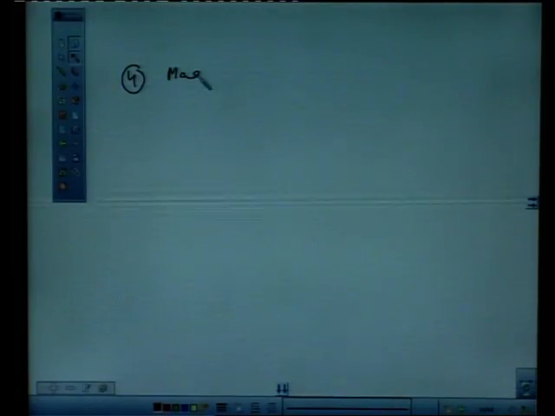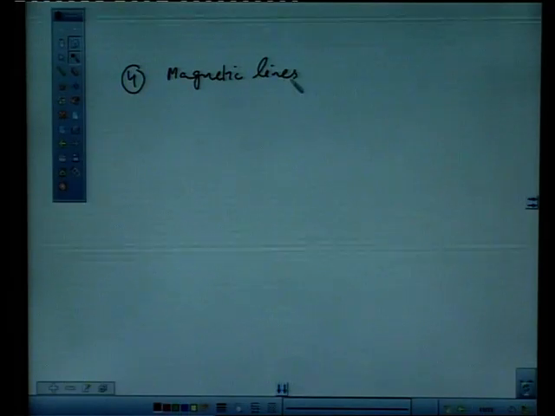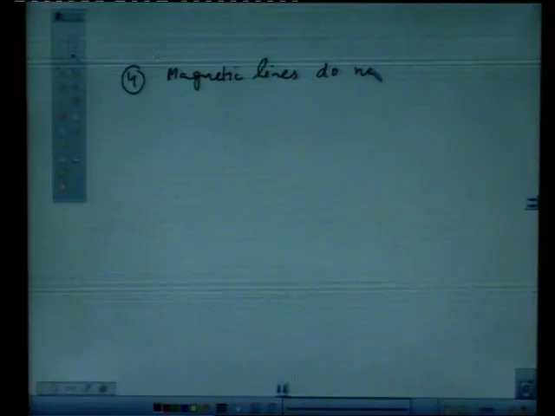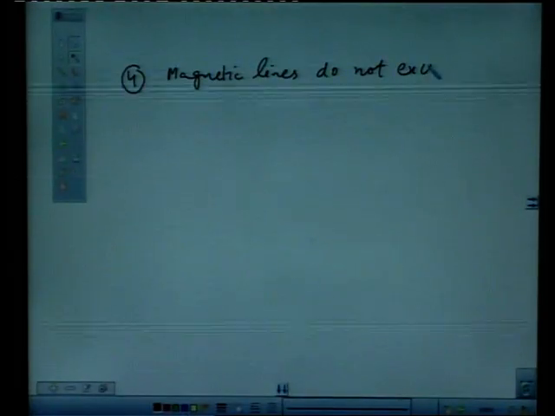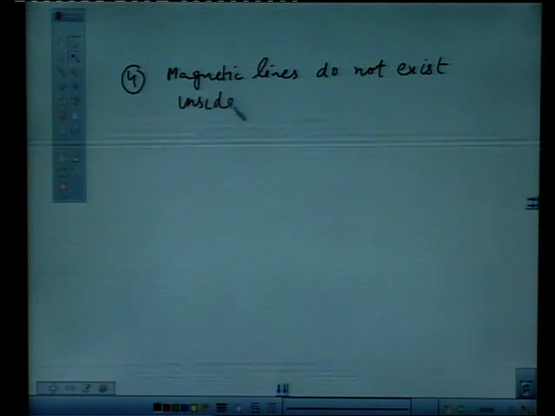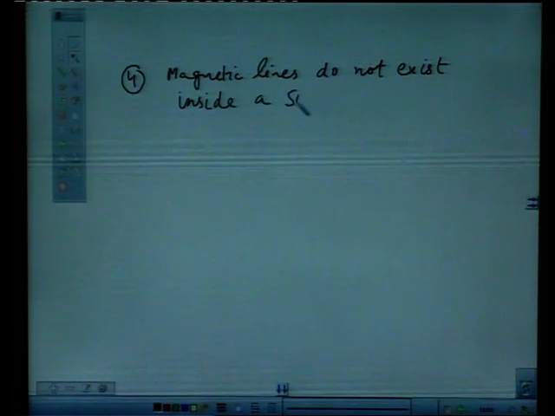Now the next property is magnetic lines do not exist inside a superconductor.